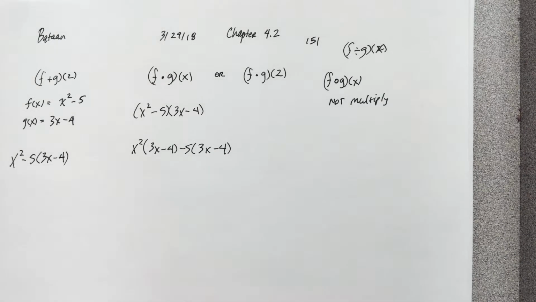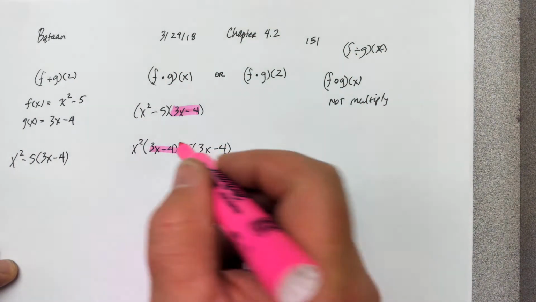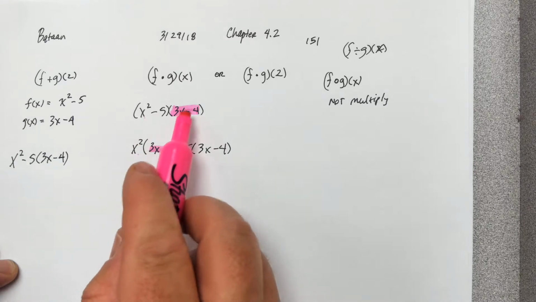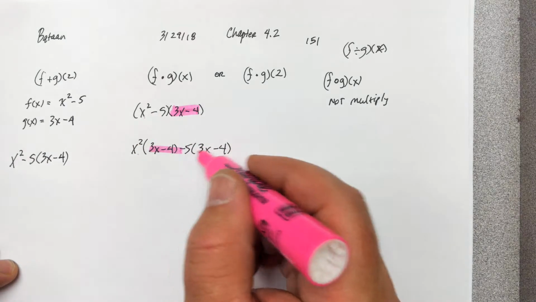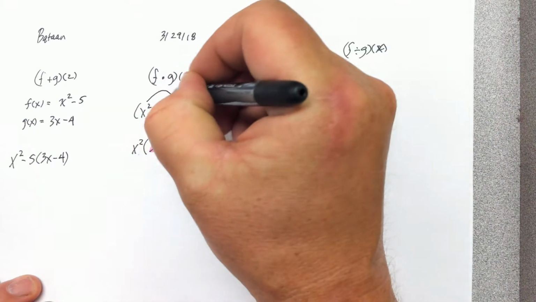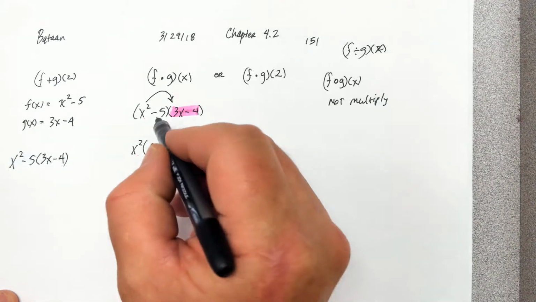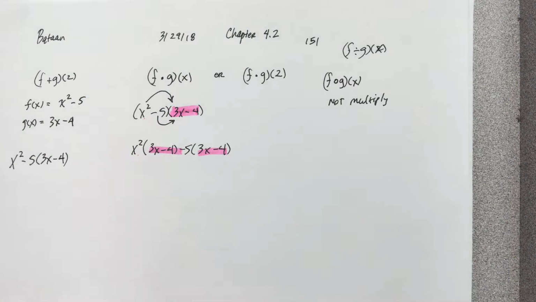It really means you're multiplying x squared times that and minus 5 times that. You're going to take this x squared and multiply by the whole thing. That's what we have here, right? And then minus 5 times. Do you see? So you can write it out like that.